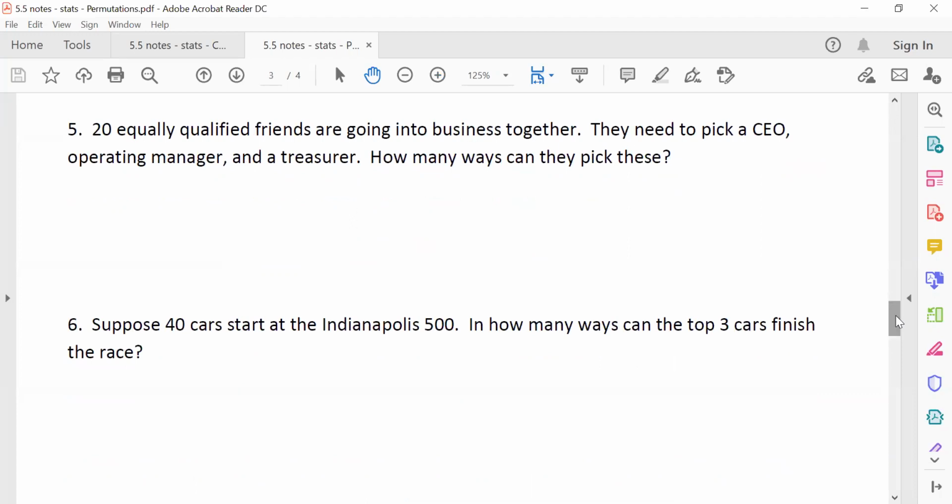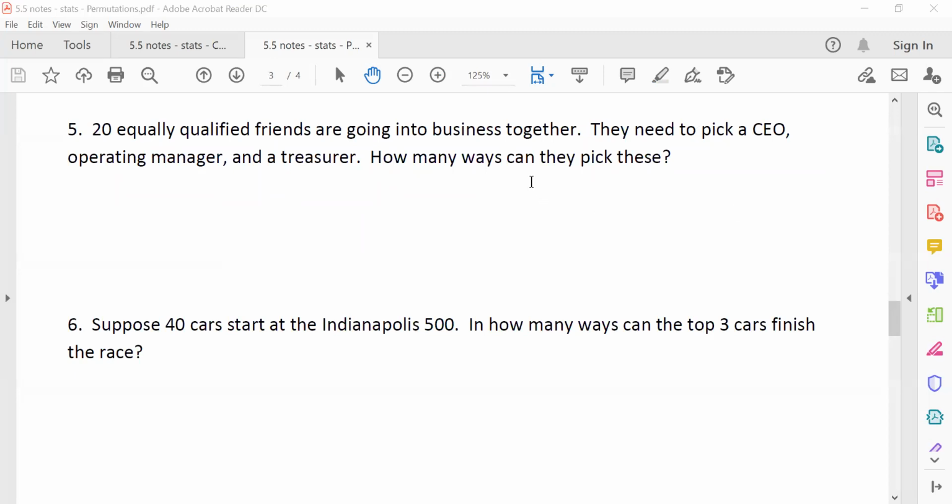Twenty equally qualified friends are going into business together. They need to pick a CEO, operating manager, and a treasurer. How many ways can they pick these? So we need to figure out from a pool of 20 objects, how many different ways can we choose 3 of those objects? And then once we've chosen 3 of those objects that we need, does the order matter?